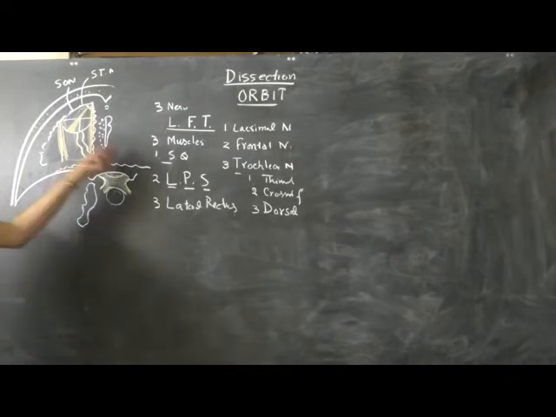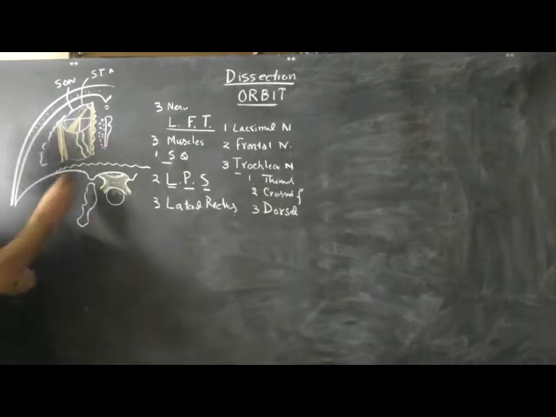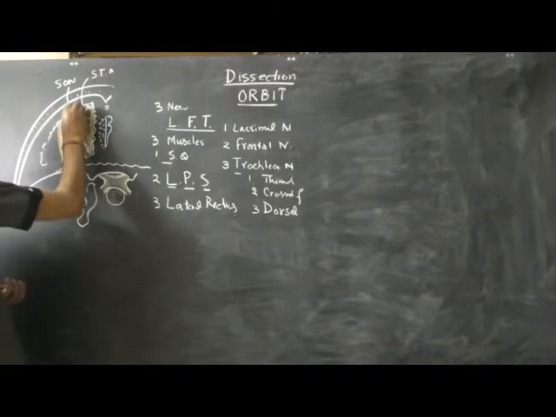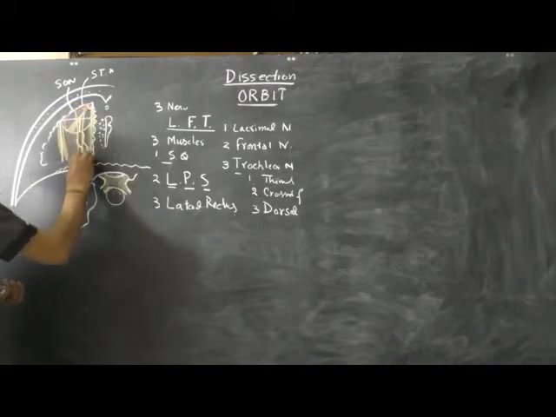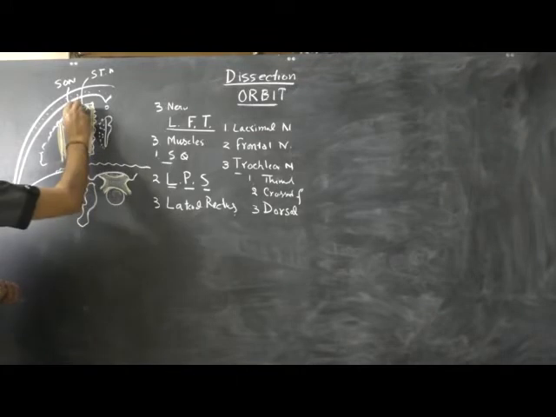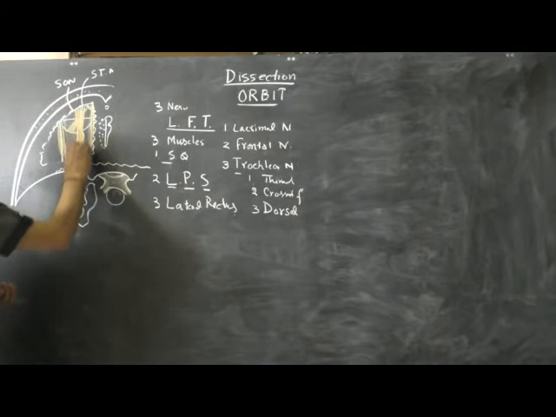Below the LPS, parallel to it, we see another muscle going below and parallel with the optic nerve to the LPS, and this muscle is the superior rectus. This is the superior rectus.